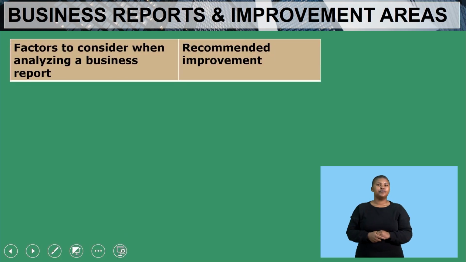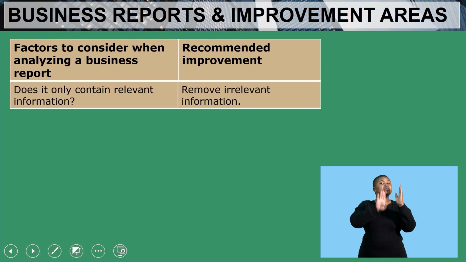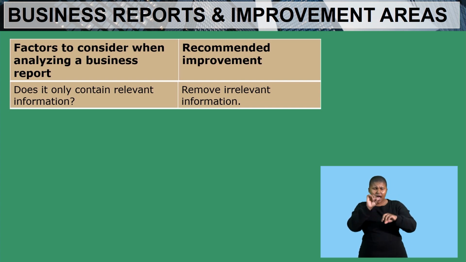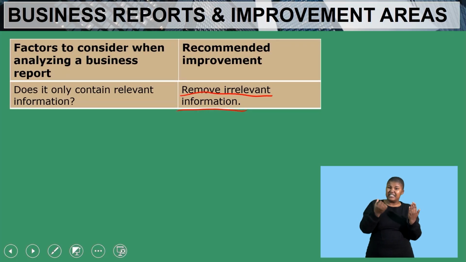Now we are looking at business reports and improvement areas. Factors to consider when analyzing a business report. Does it contain relevant information? So surely you would have your report in your hand and ask these questions. Does it only contain the relevant information? If it does not, then it simply means that you need to remove all the irrelevant information from the report.